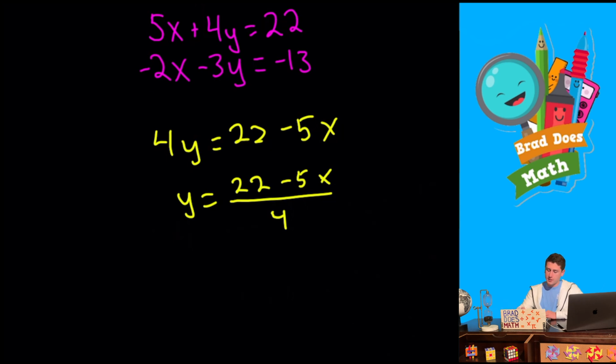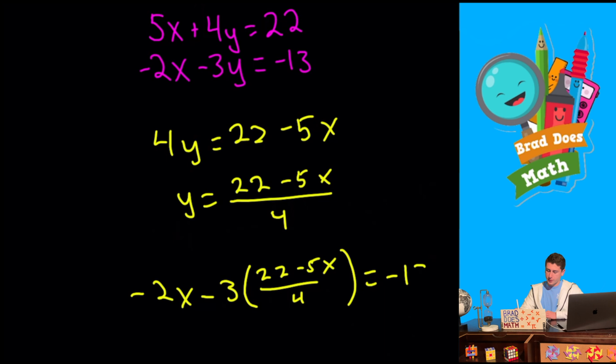So now I can plug that into the bottom equation. Negative 2x minus 3 times y, which is 22 minus 5x over 4, and that equals negative 13. Now watch closely because we have a couple pretty weird steps coming up. I want to get rid of this 4 in the denominator here. So I'm going to multiply every single term by 4. I'm going to multiply this guy by 4, multiply by 4, I'm going to multiply this by 4 and multiply this by 4.